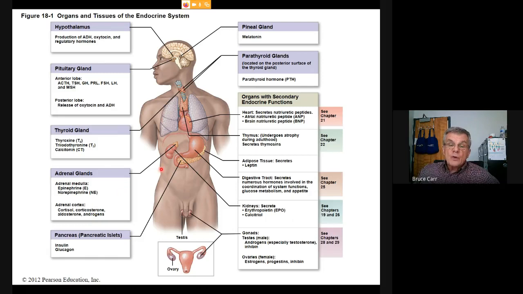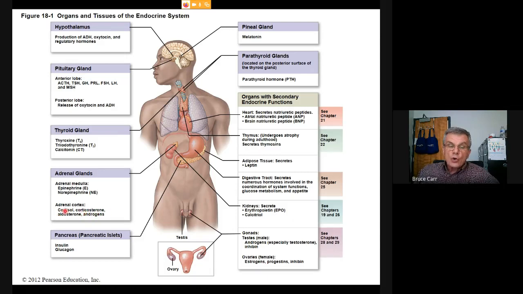The adrenal glands we've run into before, and we know that the medulla produces epinephrine and norepinephrine in sympathetic stimulation response. The cortex produces cortisol, corticosterone, aldosterone, and androgens. Look at that array. Androgens are sex hormones. Aldosterone affects water balance.